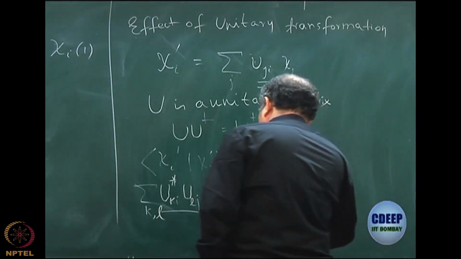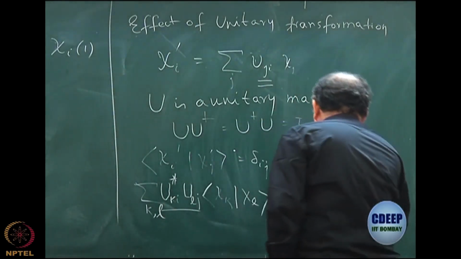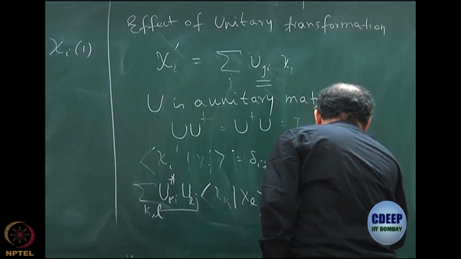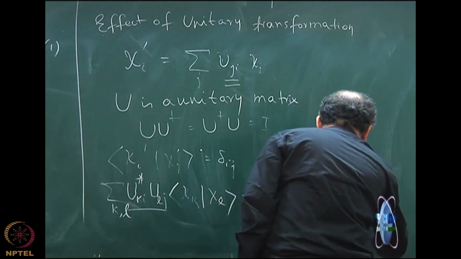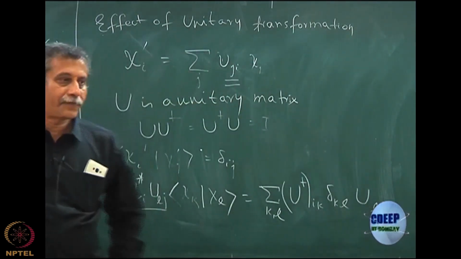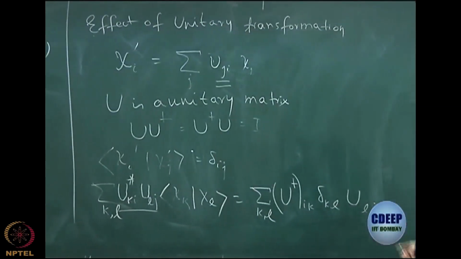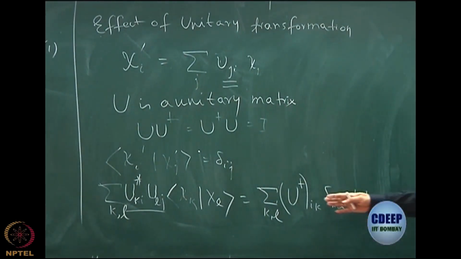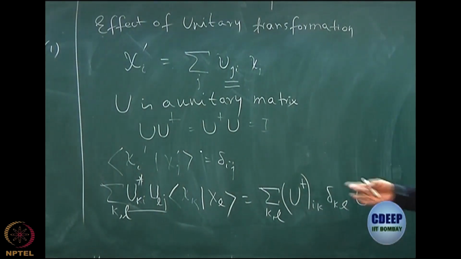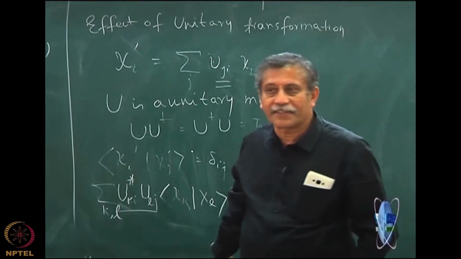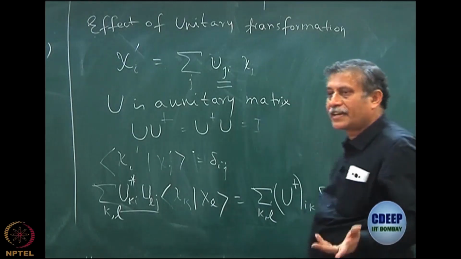Okay, sum over k, l. So this is already delta kl. So you want to say this is U dagger ik, then you have delta kl, then you have U lj. So I just shifted this here. Because of delta kl, that's okay. So either way, it is a product of U dagger, identity, U matrix, which is still U dagger U. So it's an identity matrix. So identity matrix ijth element, so it's a delta ij.